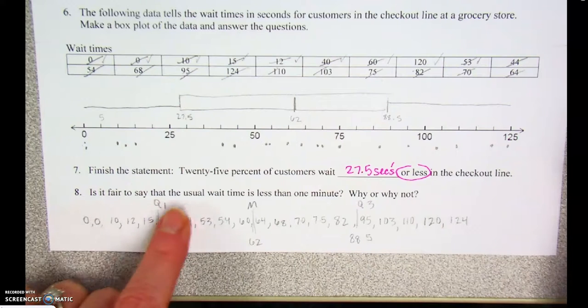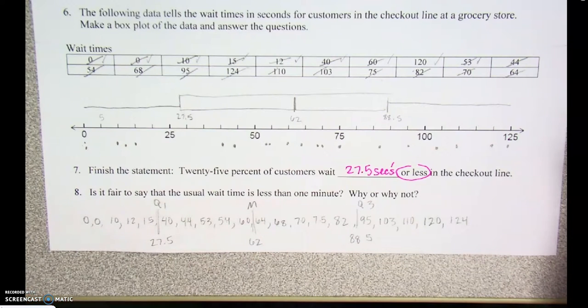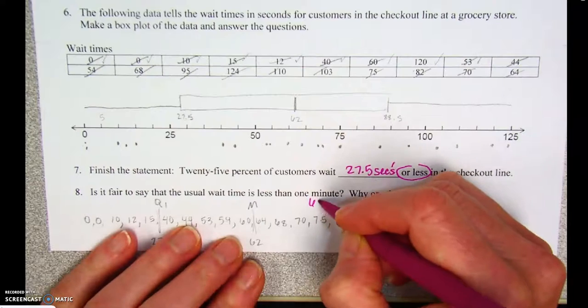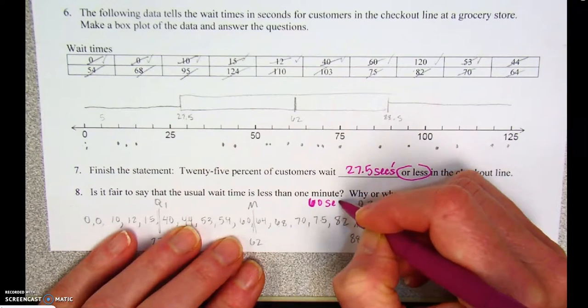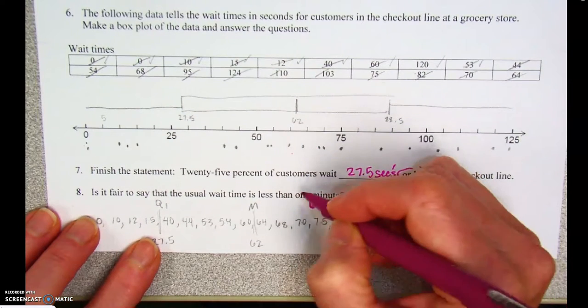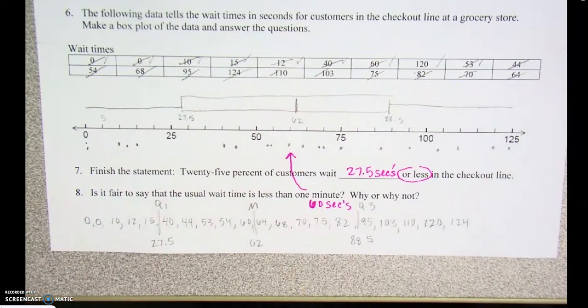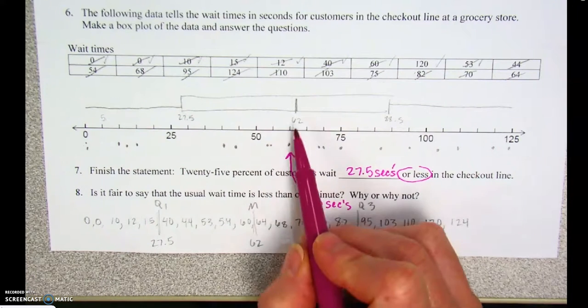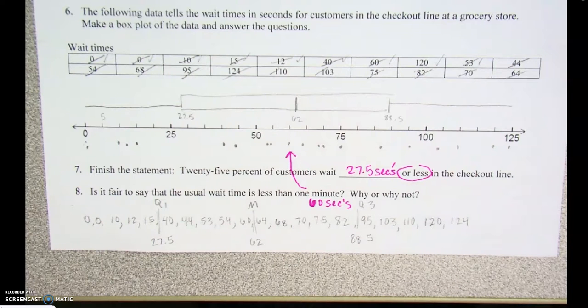Is it fair to say that the usual wait time is less than 1 minute? Well, 1 minute is 60 seconds, which would be about right here. So ask yourself, is it fair to say that the usual wait time is less than 1 minute? Do you see these data points being on average less than 60 seconds? Well, average and median aren't the same thing. The middle value is there, but based on how these are spread out, you can make an argument either way.